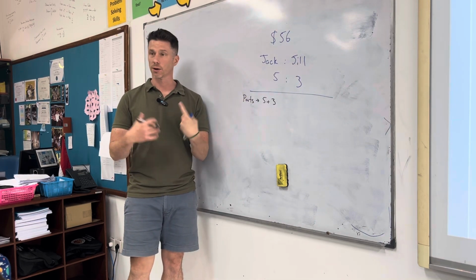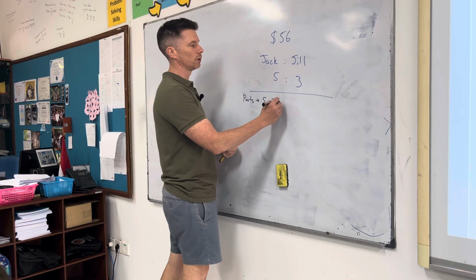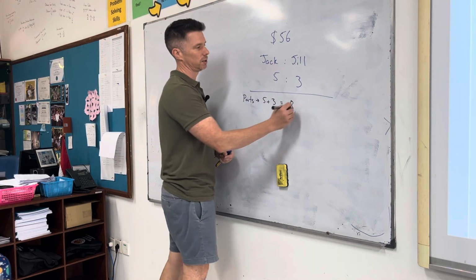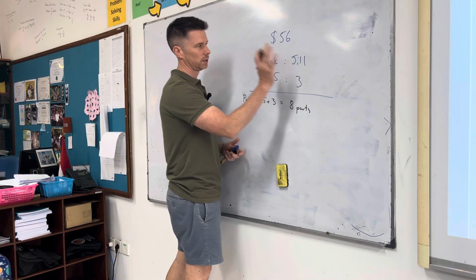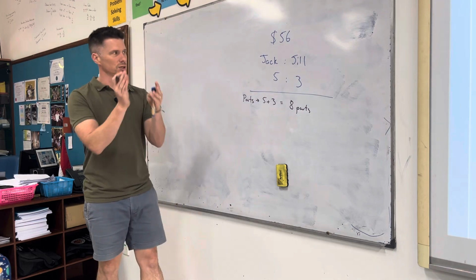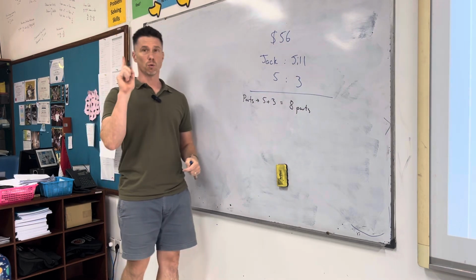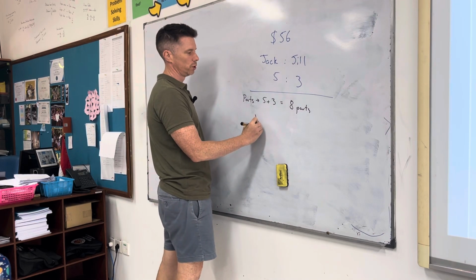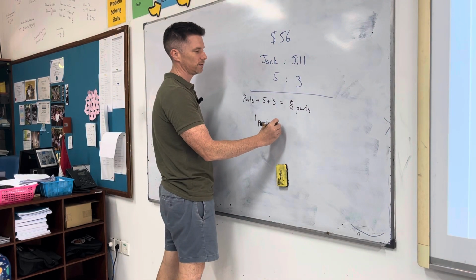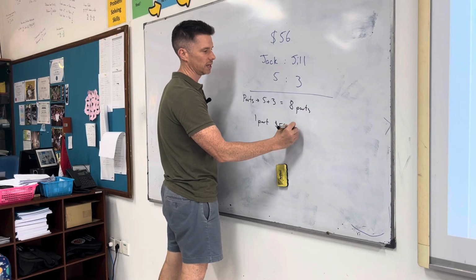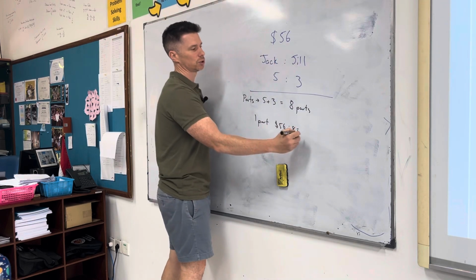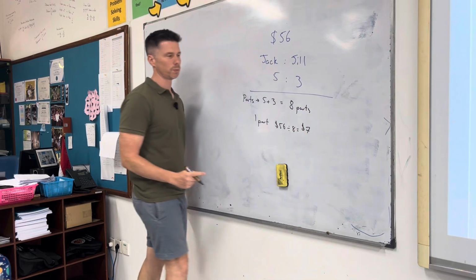So how many parts are there in total that we have to split it between? There are 8 parts to the prize, or the tips. 8 parts. Jack gets 5 of them, Jill gets 3 of them. So we have to find what one part is worth first. So one part will be to divide the $56 by 8. So that's $7 is one part.